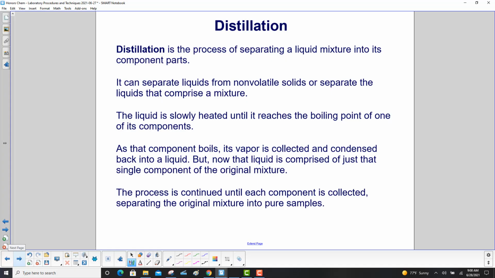Distillation is the process of separating a liquid mixture into its component parts. It can separate liquids from non-volatile solids or separate the liquids that comprise a mixture. The liquid is slowly heated until it reaches the boiling point of one of its components. As that component boils, its vapor is collected and condensed back into a liquid. But now that liquid is comprised of just that single component of the original mixture. The process is continued until each component is collected, separating the original mixture into pure samples.